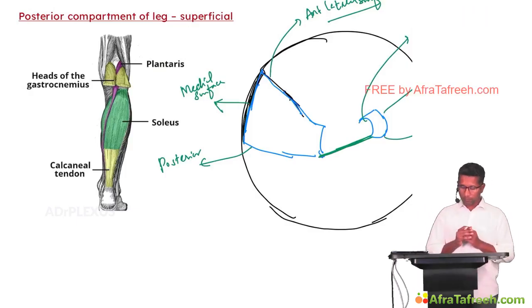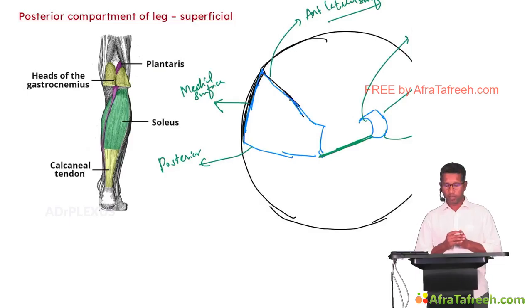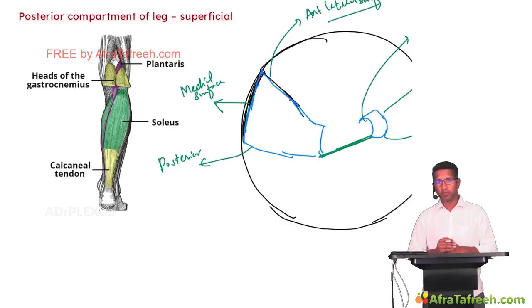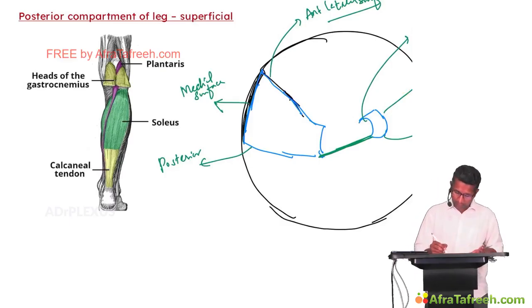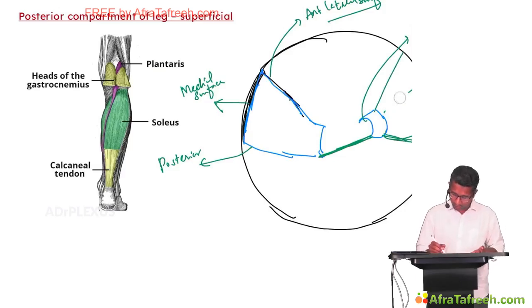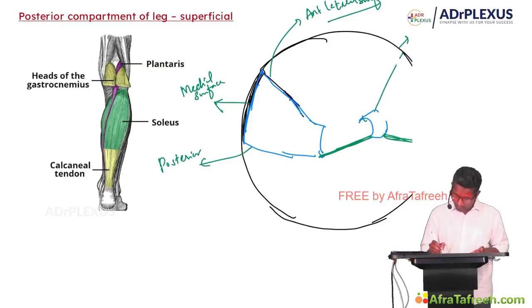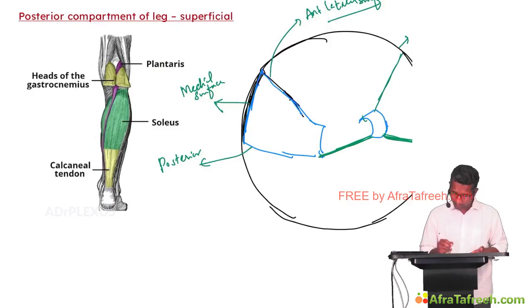You divide the leg into several compartments by means of the intermuscular septums. There is a septum here, and there is a septum here. We'll draw them in a different color so that you can understand the septums clearly. These are all the intermuscular septums which are seen here.